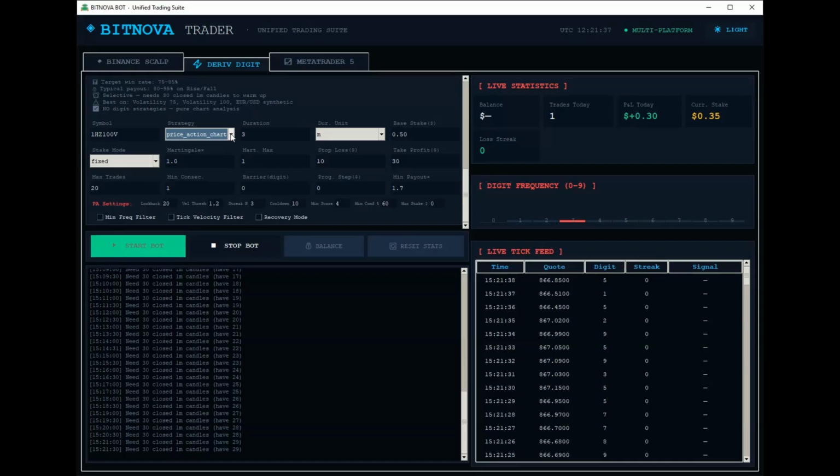Now here's where it goes one step further. Every single trade the bot places, win or lose, gets recorded with its full feature set: the velocity, the streak length, the RSI value, the volatility, the digit bias, the market regime. All of it gets saved.